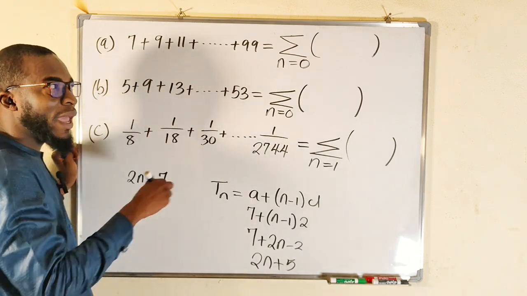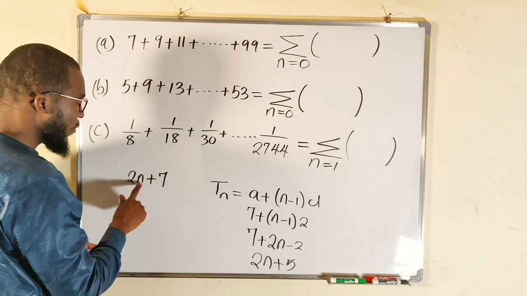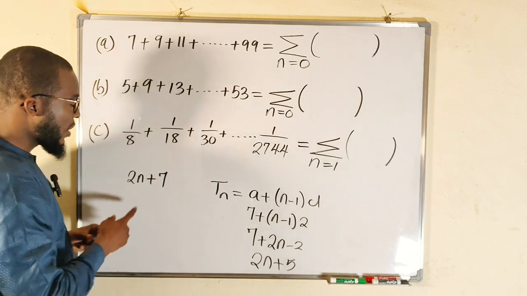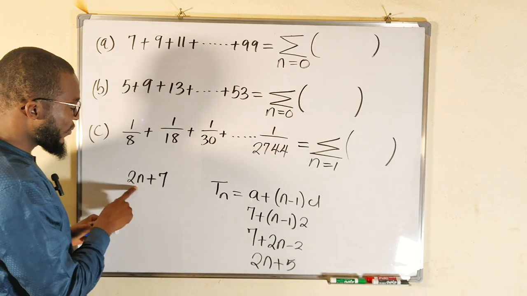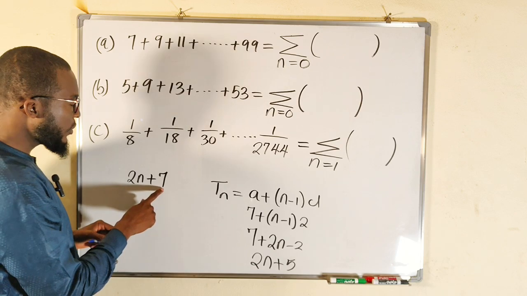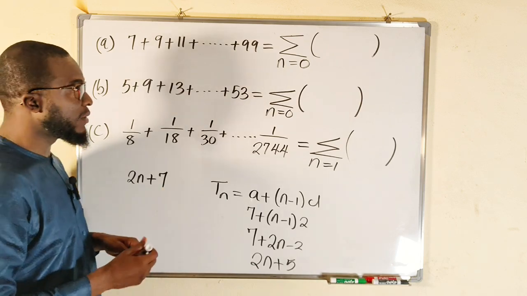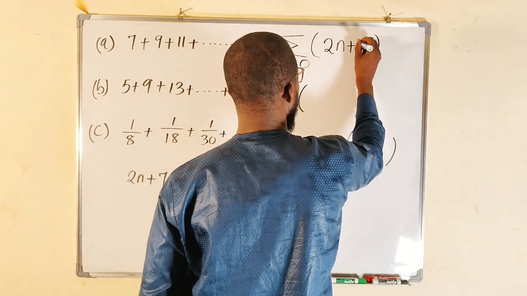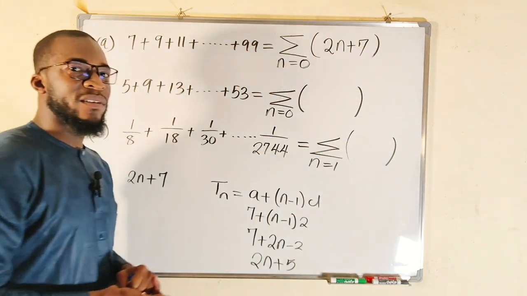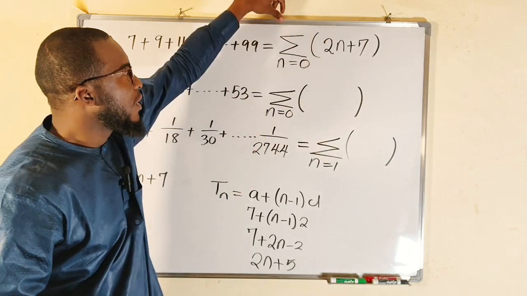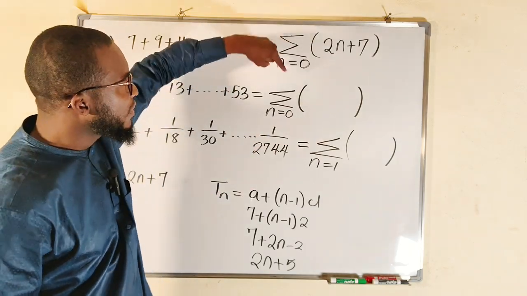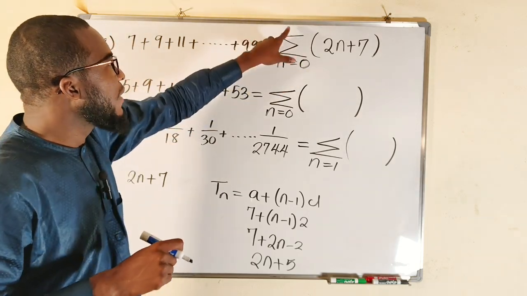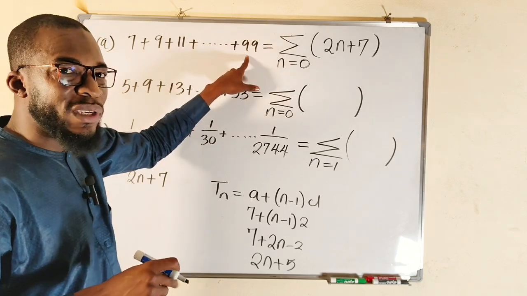The next is when n is equal to 1. We have 1 times 2 is 2, plus 7 is 9. You can see that here. When n is 2, we have 2 times 2, 4, and 4 plus 7 gives us 11, and in that order. So we can write the term as 2n plus 7. But what will be the last n value? Because n started with 0 and it has to stop at a particular value, and that value at the top will evaluate to 99.